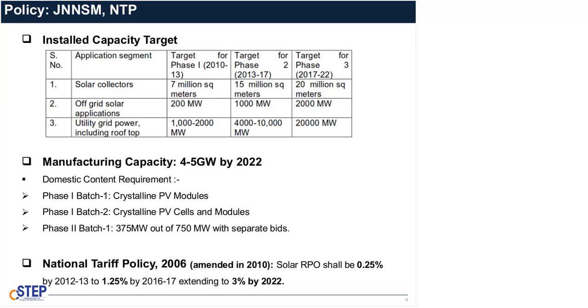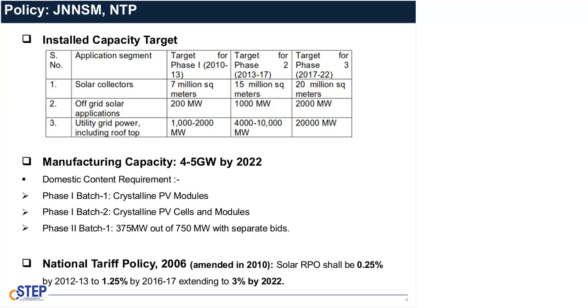The reason why the government went for the imposition of DCR only on crystalline PV and not on thin films is that there was no substantial manufacturing capacity for thin films in India, except for a sole manufacturer, Moser Baer, which has 50 megawatt capacity. So the government went with the DCR only on the crystalline PV technology.